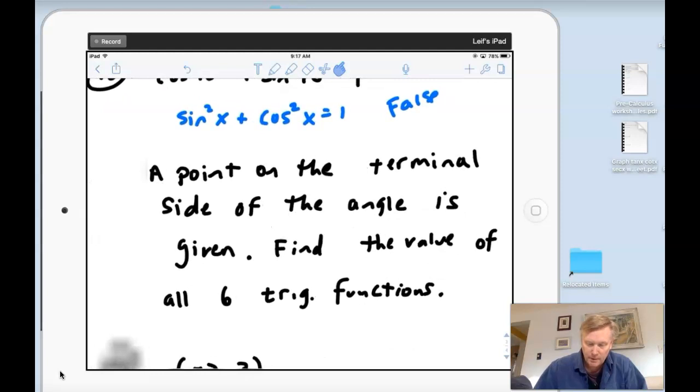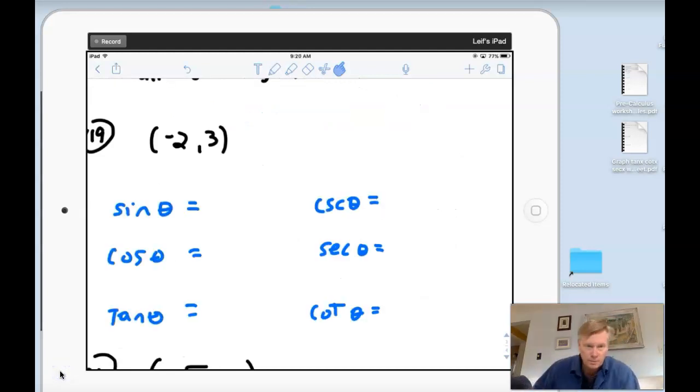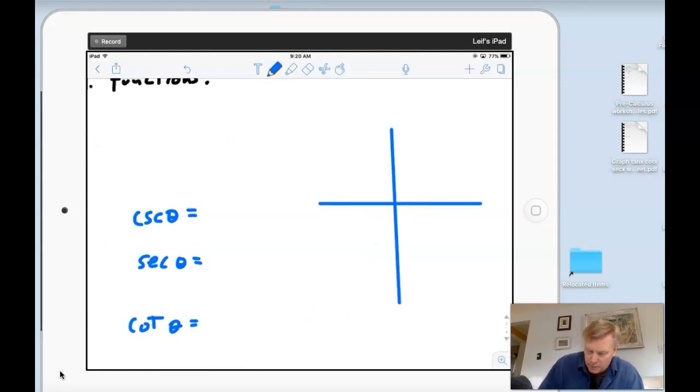Okay, all right, my last section here. A point on the terminal side of an angle is given. Find the value of the 6 trig functions. So I'm going to draw this out on a graph, all right? Negative 2, 3. Make a quick graph over here, okay? Negative 2, and then 3 is up here, which means here is my point.